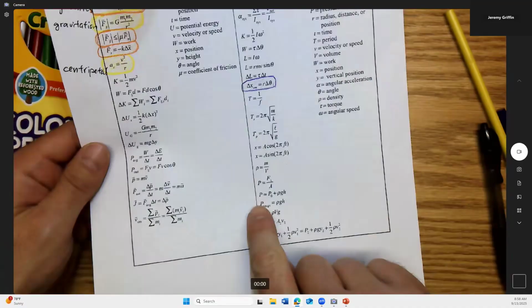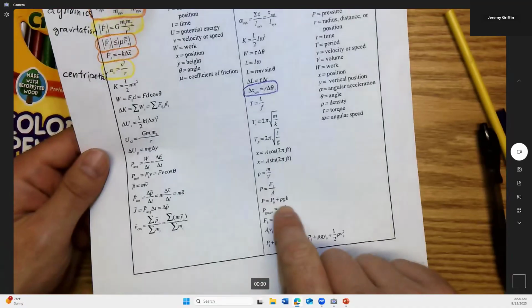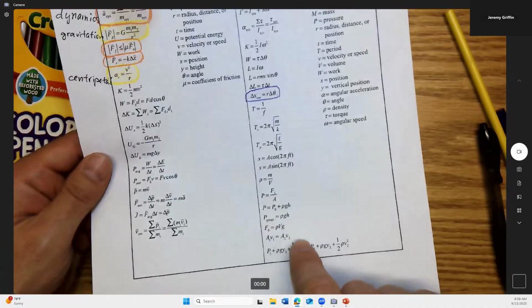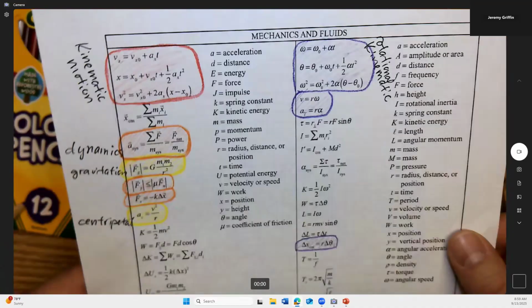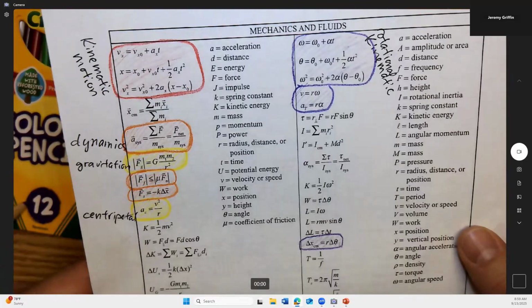So the key is pressure. The deeper the water, the more the pressure. But the faster it's flowing, actually, the less the pressure. That's Bernoulli's, which is the very last one. All right, so we're getting the roadmap going. Are you guys good with the roadmap so far?